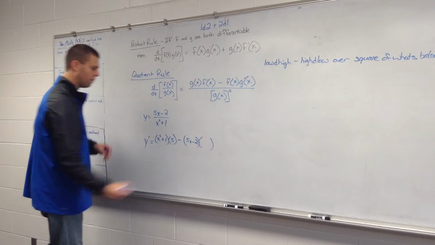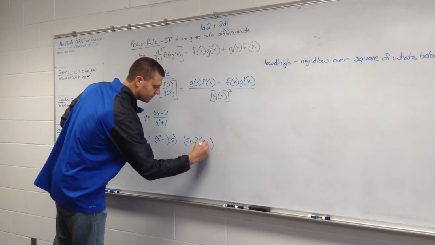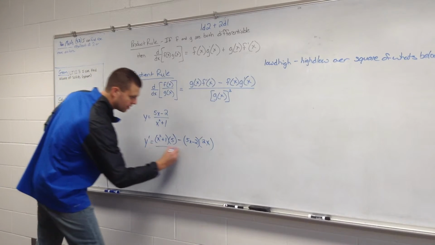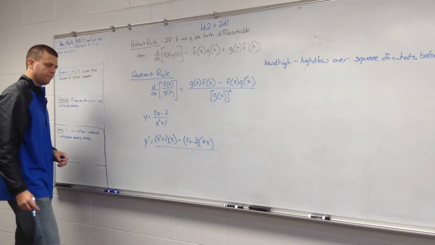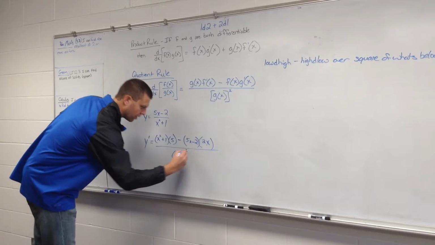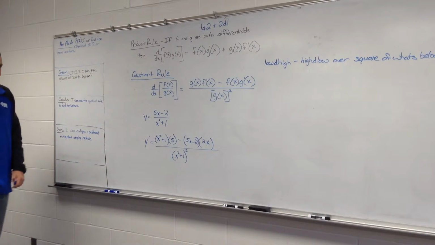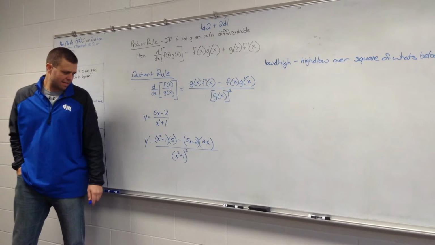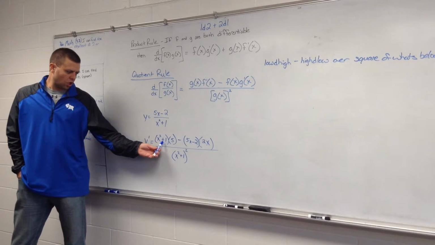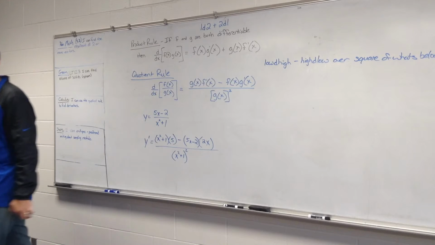And then what's d low? 2x, over x squared plus 1 squared. Plus your square, over the square of what's below. So here's low d high minus high d low over the square of what's below.